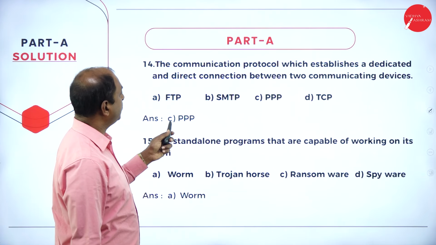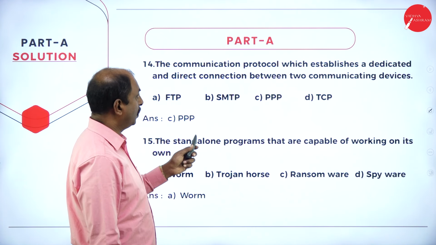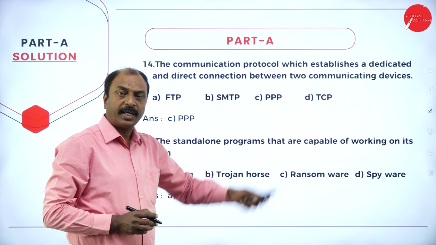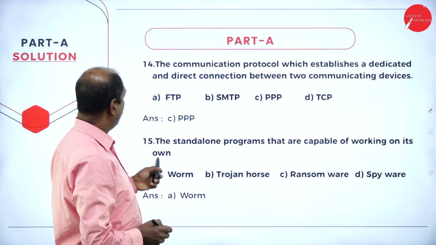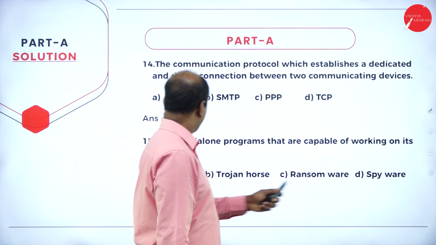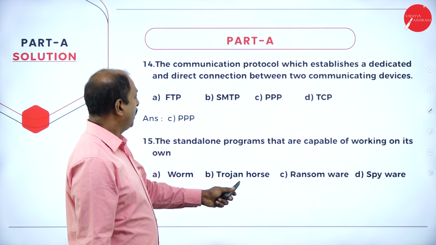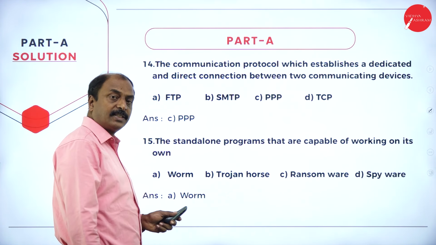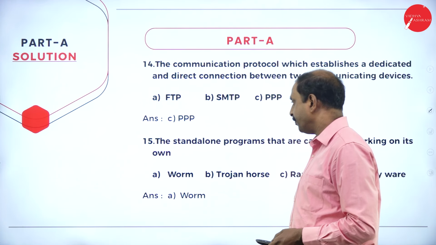So here the answer is C, PPP, Point to Point Protocol, which is going to establish a dedicated and direct connection between two communicating devices for data transmission. Next, the 15th one: the standalone program that is capable of working on its own. Options are worm, Trojan horse, ransomware, and spyware. So the answer is worm. So this is a standalone program.